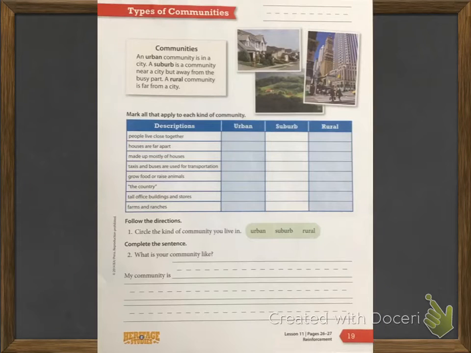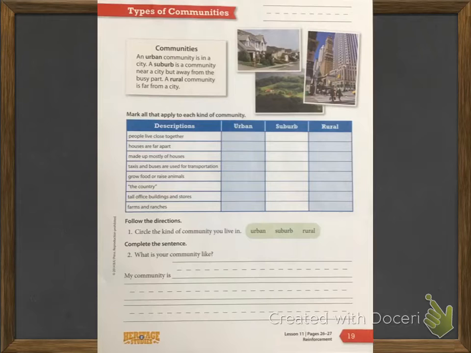All right, so today we are going to be doing lesson 11 in our social studies activity book and our regular book. Lesson 11 is about types of communities. In this lesson, we have 3 vocab words. We have rural, everybody say it, rural, suburb, and urban. Those are the 3 communities we are going to learn about today in our lesson.